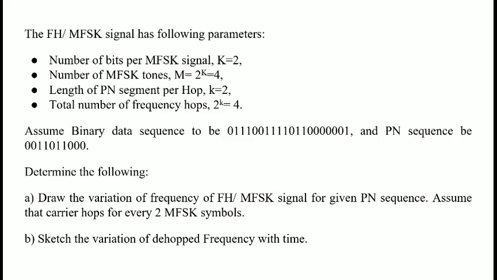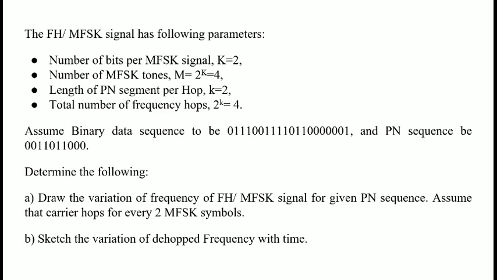Consider the problem statement. The FH/MFSK signal has the following parameters. The number of bits per MFSK symbol, capital K, is equal to 2. Number of MFSK tones, capital M, is equal to 2 power capital K, which is equal to 4. Length of PN segment per hop, small k, is equal to 2. Total number of frequency hops, 2 power small k, is equal to 4.